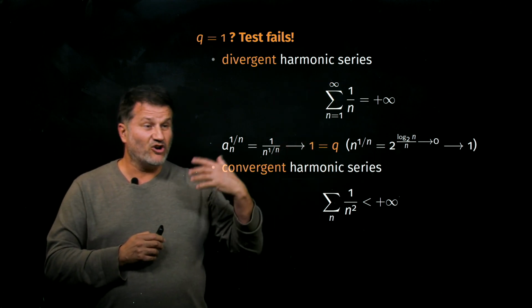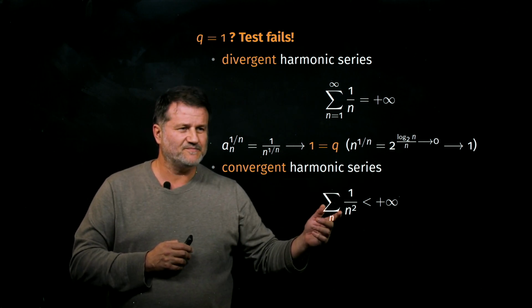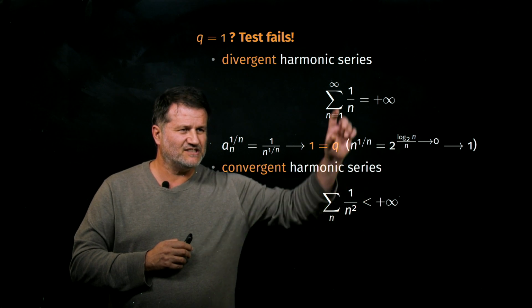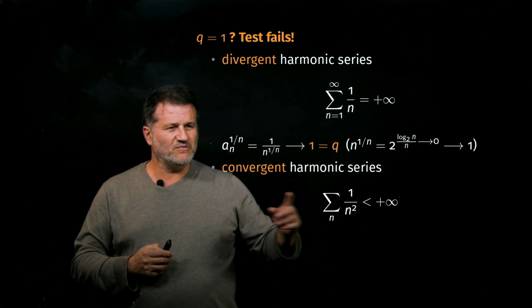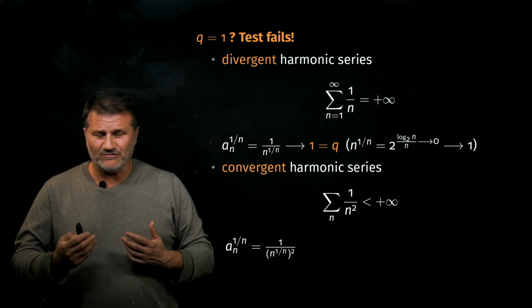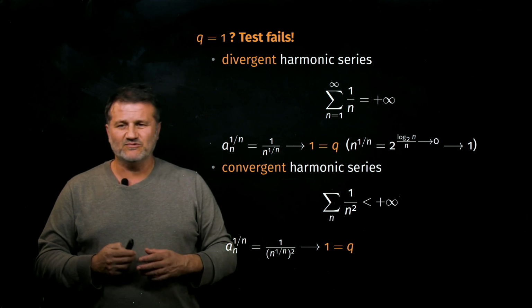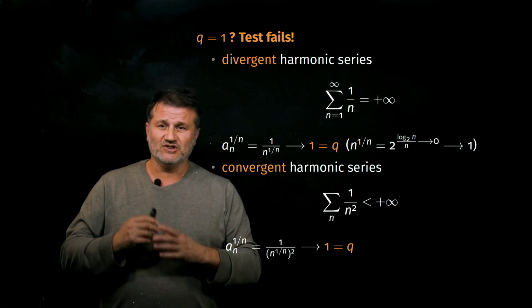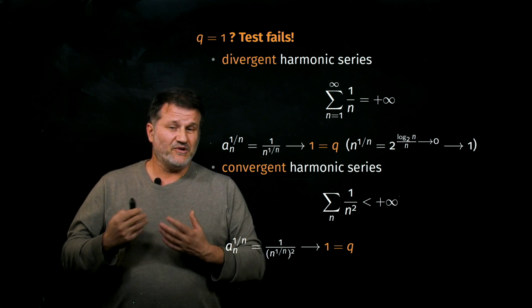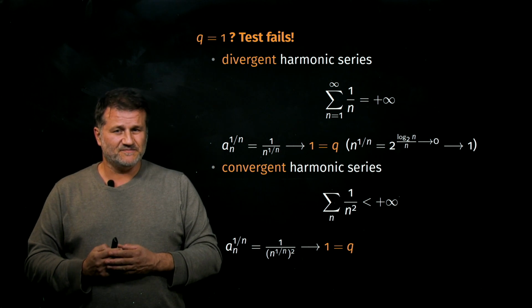Let's now consider a convergent harmonic series, the sum of 1 over n squared. Now you notice that these are just the squares of these. So when we compute the nth root of these terms, we have the squares of the old nth root. We already knew that this goes to 1, so this will go again to 1. So here we have q equal 1, and the series is convergent. The moral is that for q equal 1, nothing can be concluded.